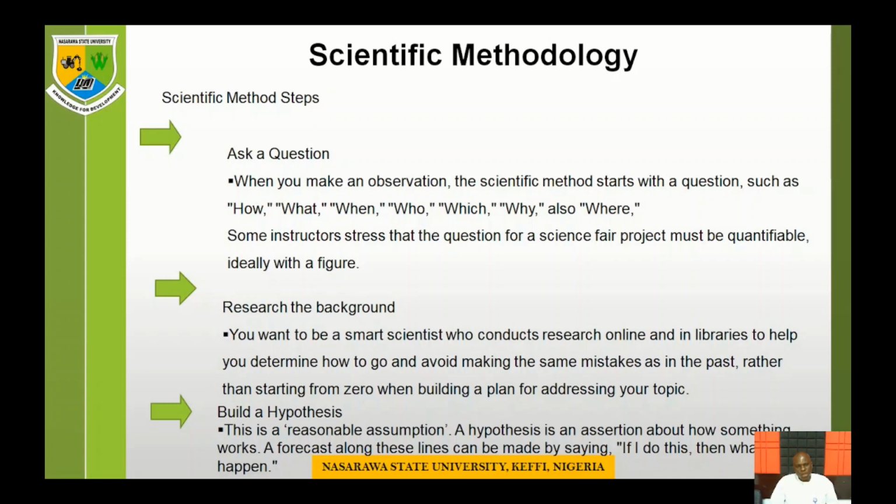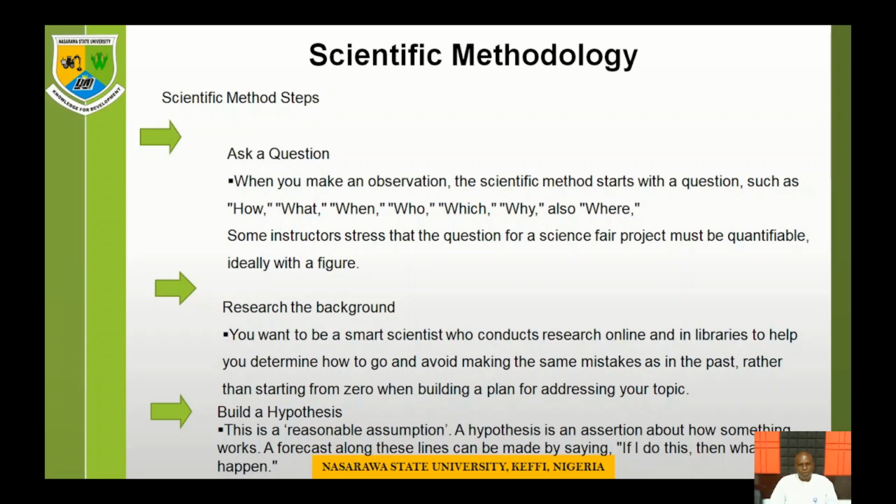So we are going to look at some of this scientific methodology, and the steps are as follows. The first step is you ask a question. Normally, when you make an observation, the scientific method starts with a question such as how, what, when, who, which, why, and also where.